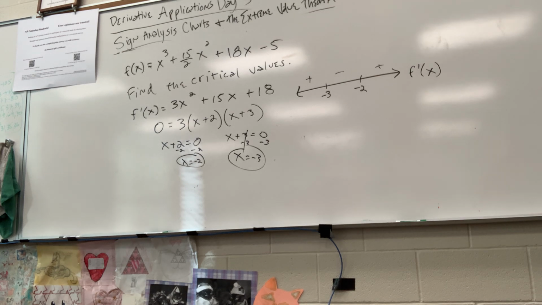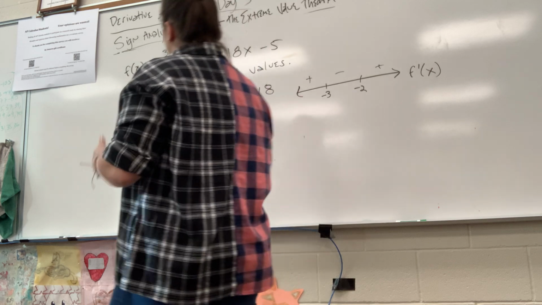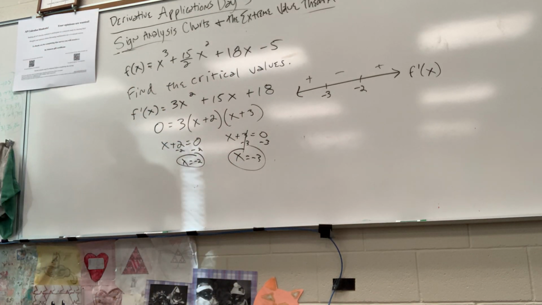Okay, so the idea is, let's say this represented a particle's movement, and I wanted to know anywhere the particle was moving to the left. Now, left represents, on a particle on a horizontal line, left represents decreasing, right?